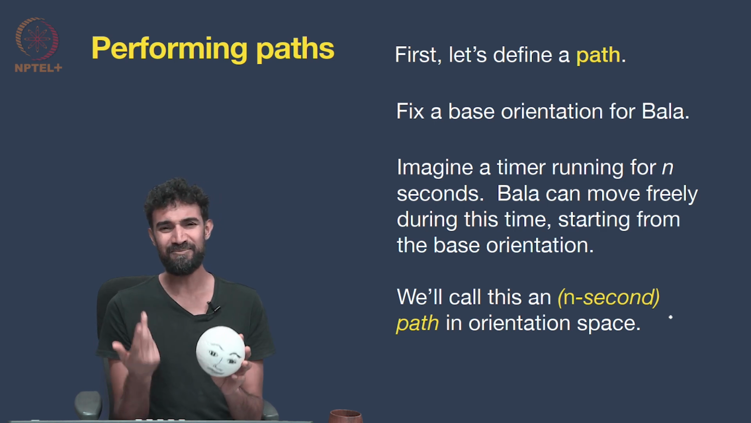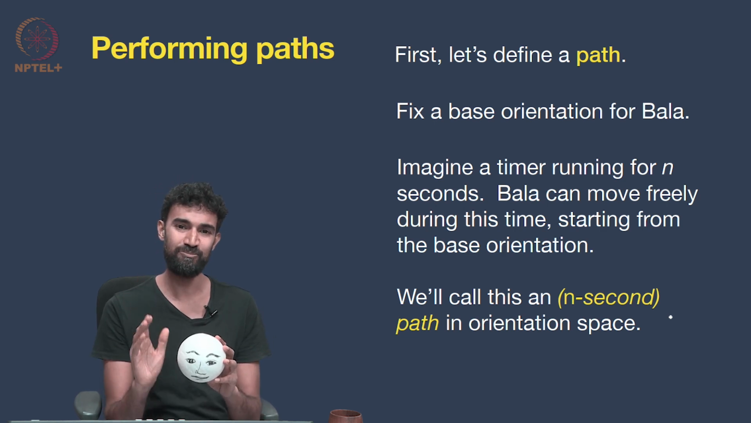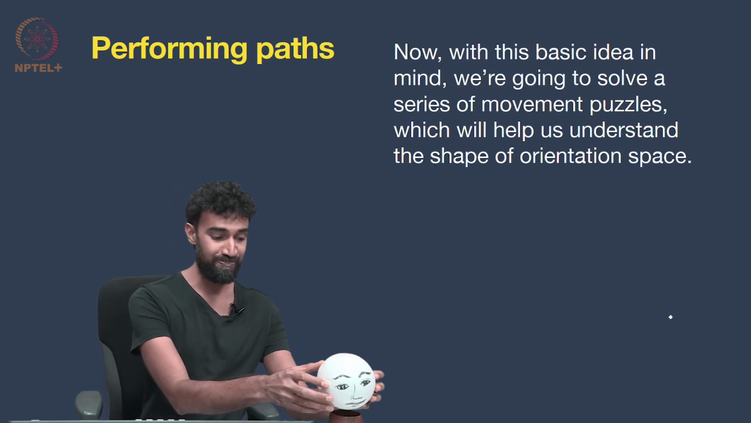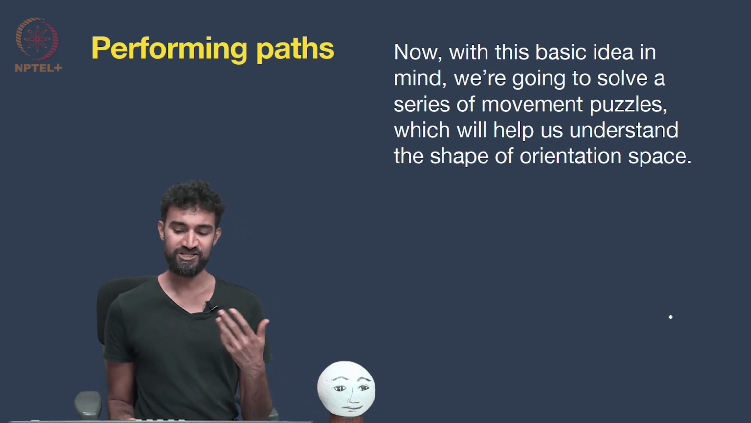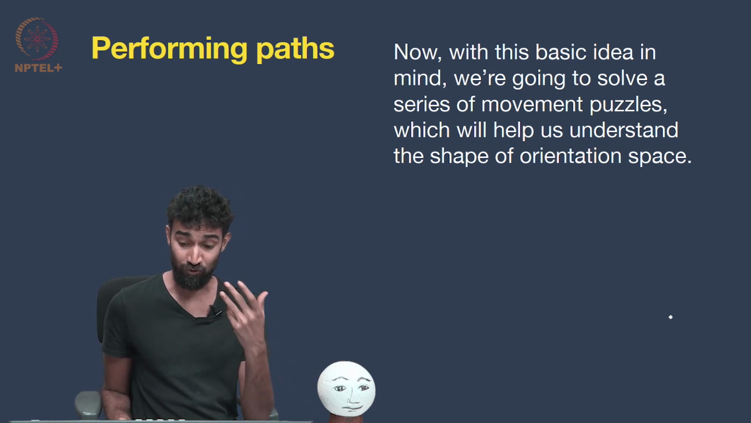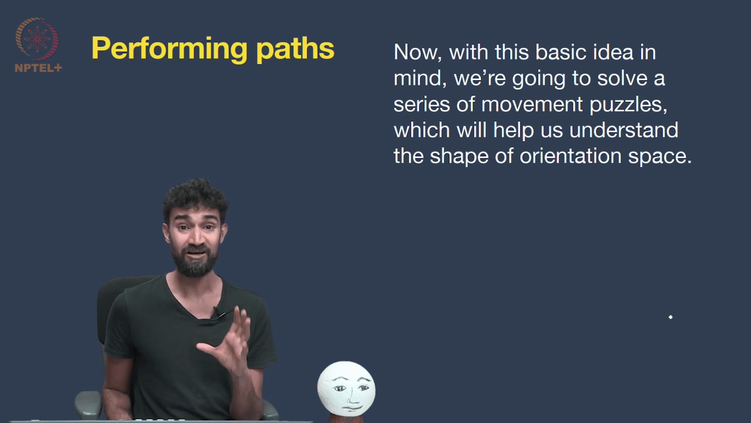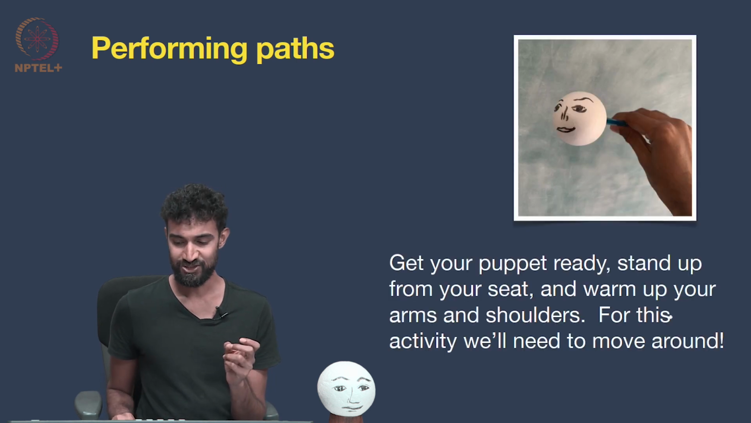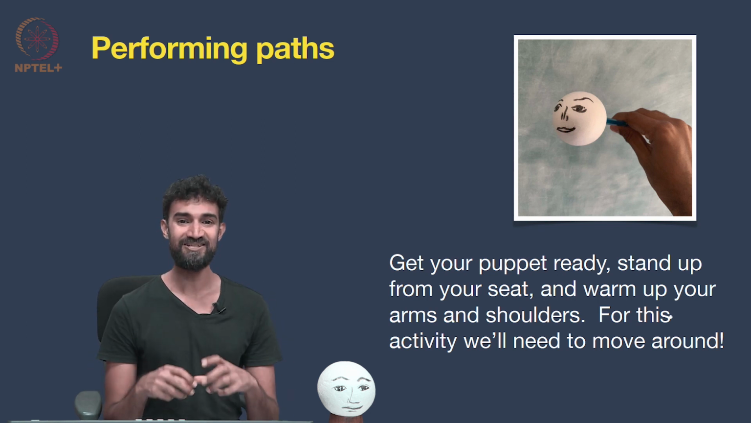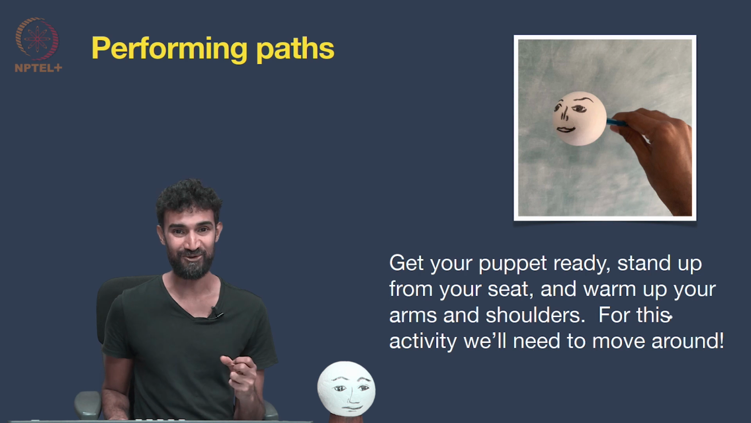And the amount of time isn't important. It's just that I wanted to have a clear beginning and a clear ending. So with this basic idea in mind, we're going to solve a series of movement puzzles which are going to help us understand the overall shape of orientation space much more deeply. So get your puppet ready, stand up, warm up your arms and shoulders, because for this activity, you're really going to have to move around.